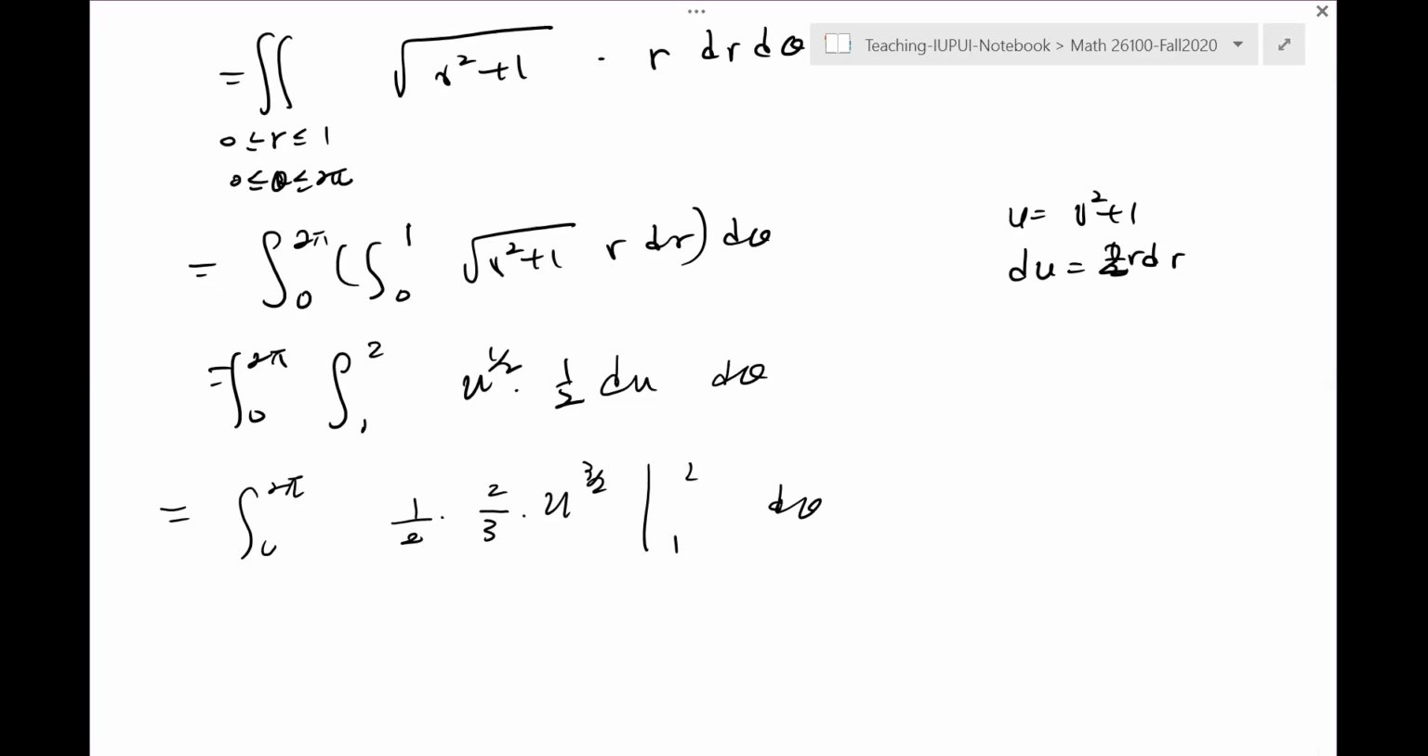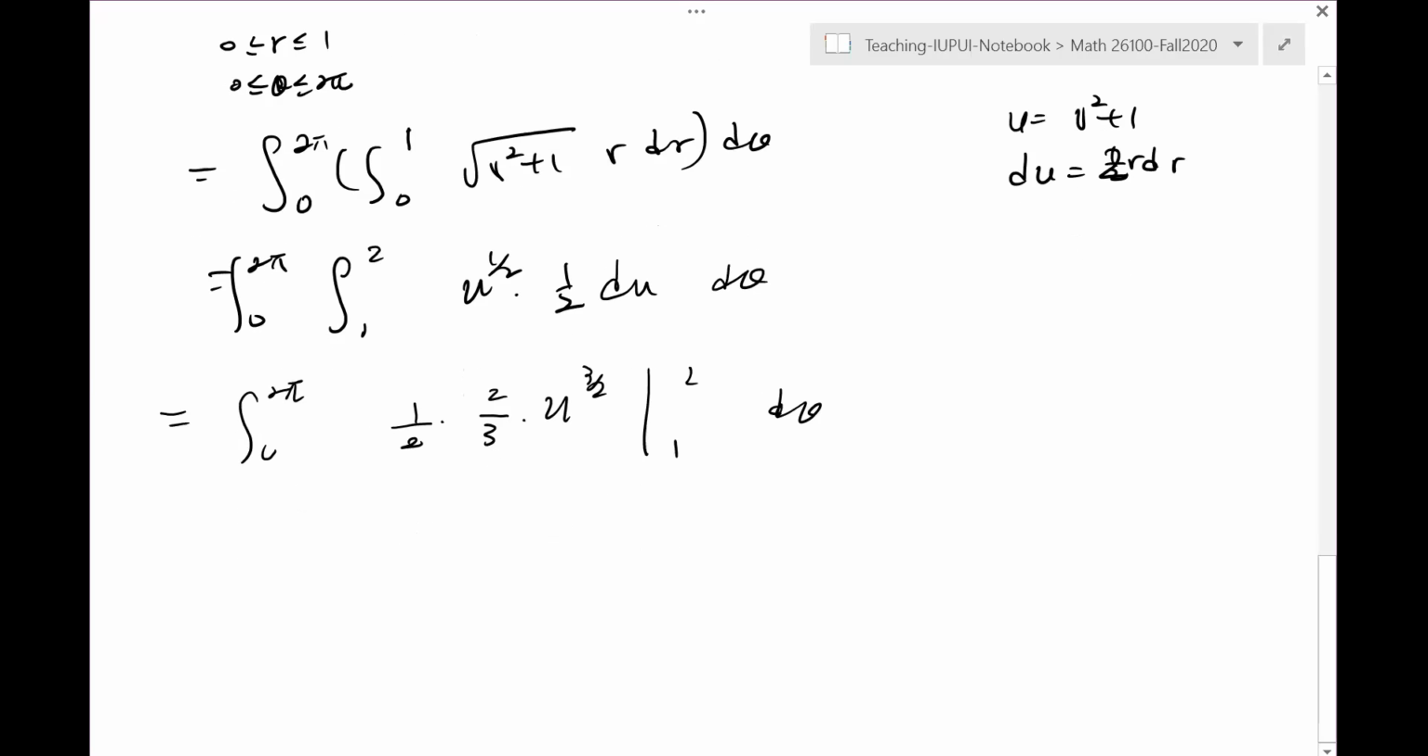And we're almost done. So it's going to be 1/3 times 2 to the 3/2 minus 1 to the 3/2, and then this is the integral.